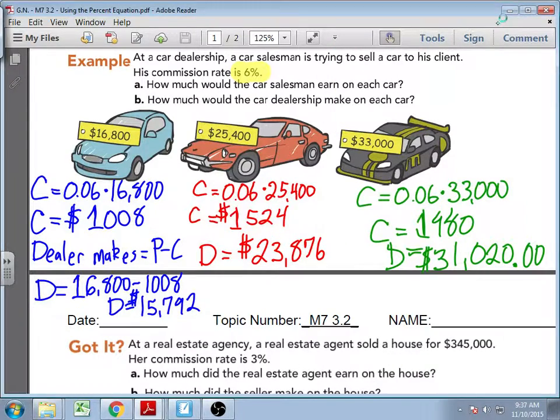Any questions on any three of those? So what do you think the salesman is going to try to do? Steal it. Luke?